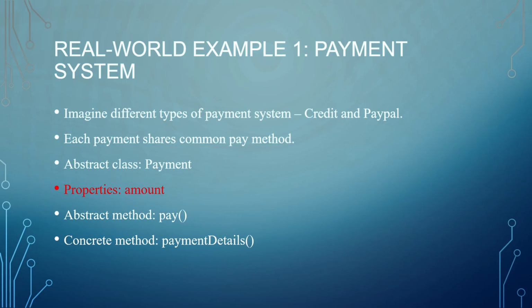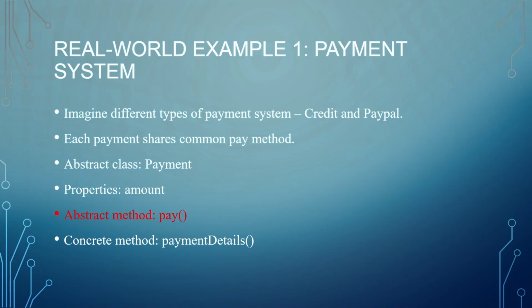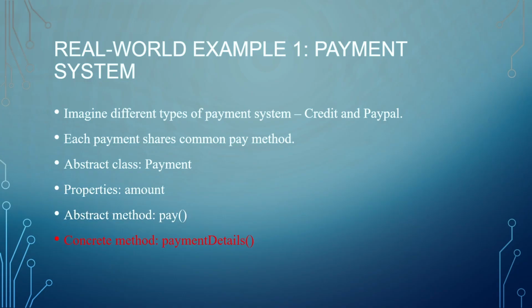process. At the same time, Payment includes a concrete method, paymentDetails, which displays the shared information for all payment types. This structure allows us to keep common logic in one place, while still giving each payment method the flexibility to handle payments in its own unique way. A perfect example of abstraction in action.